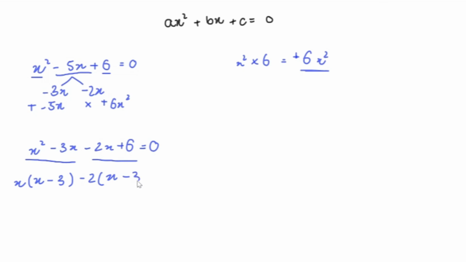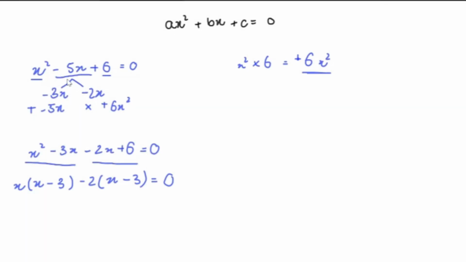Now as we can see, these two values inside the brackets are common, and if they come out common, it means you have broken down your middle value correctly, because if you break it down correctly, you get the same values inside these brackets. Now we can take these brackets common, and if we divide x minus 3 from this, we will get x, and if we divide x minus 3 from this, we would get minus 2.